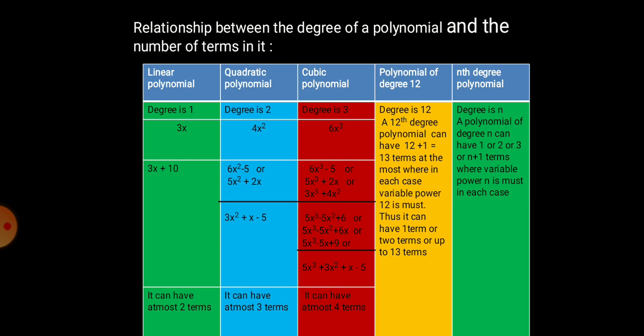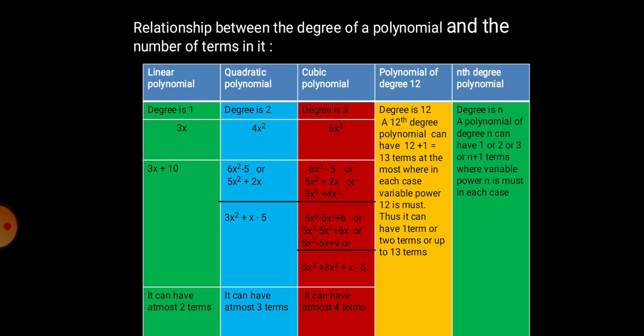Similarly, a quadratic polynomial, its degree is 2. It can have one term, it can have two terms, and it can have three terms also. Let us see the example, 4x square. But remember one thing, the x square term is very essential. In a linear polynomial, the x term is very essential. In a quadratic polynomial, unless there is an x square term, you cannot call it a quadratic polynomial. So if it has only one term, that will be the x square term.